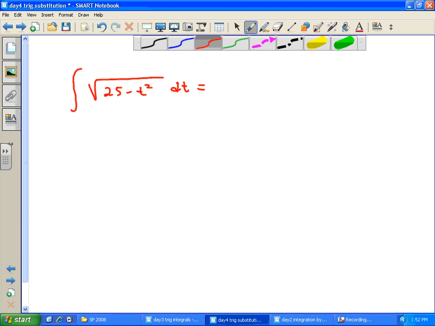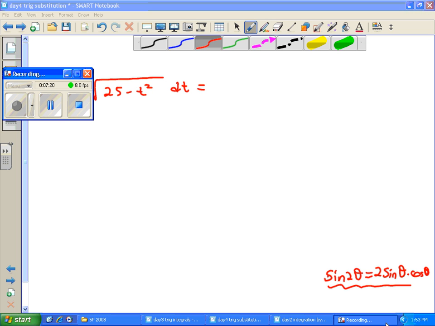Please note that sine of 2 theta equals... does anybody know by any chance a double angle identity from trigonometry? Does anybody know the identity for sine of 2 theta? It's 2 sine theta cosine theta. Now, I didn't expect you to know this. If you remember it, fantastic. If you did not remember it, I'm providing you with the formula. So sine of 2 theta equals 2 sine times cosine. Keep this aside somewhere in your solution. You may need this. And as always, I'm going to give you a little bit of time to work on this before we put the answer on the board.